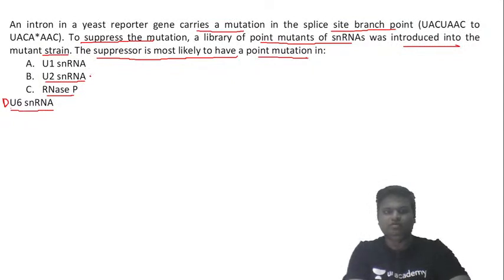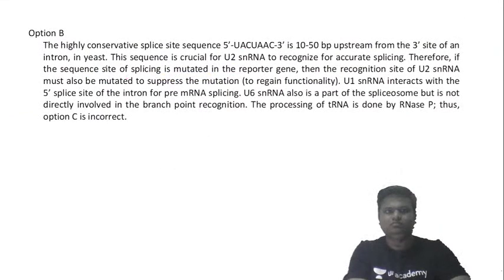So U2 snRNA is the correct option. Let's move to the next point. So option B is the correct option, as we have seen. A highly conserved splice site sequence, UACUAAC, is 10 to 50 base pairs upstream from the 3 prime site of the intron in yeast. This sequence is crucial for U2 snRNA to recognize for accurate splicing. Therefore, if the splice site sequence is mutated in the reporter gene, then the recognition site of U2 snRNA must also be mutated to suppress the mutation.